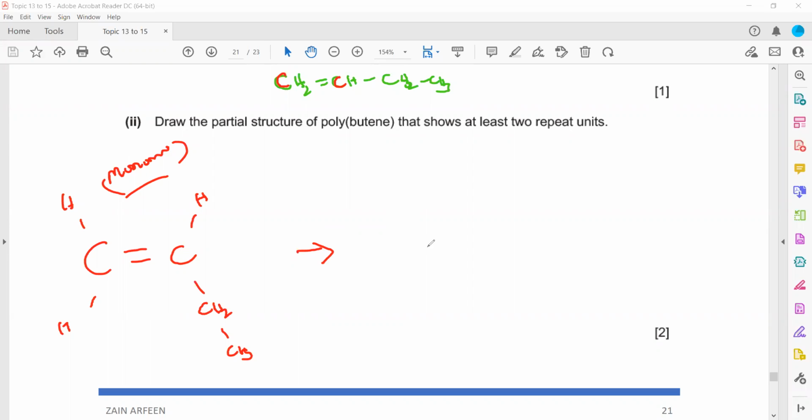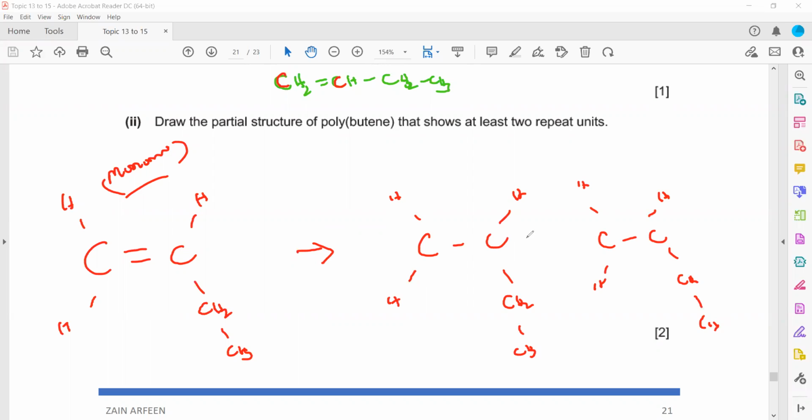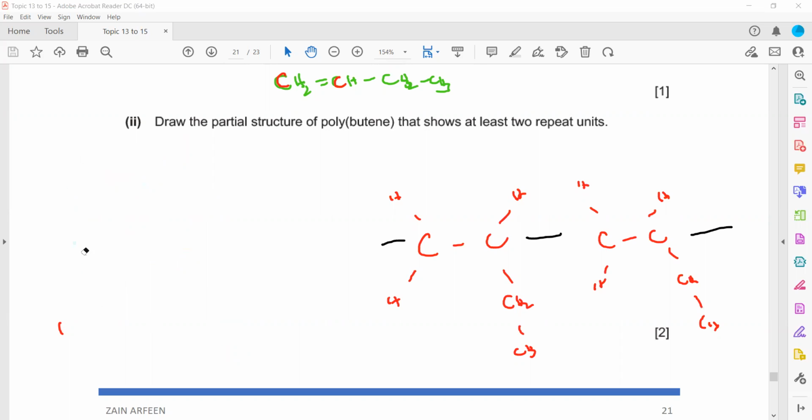So now the answer: draw the same structure as the monomer but without a double bond. So this is one unit. This one is a second unit. And we link them together. So this will be the answer for polybutene. So we don't have to draw a monomer for the answer. We just have to draw the polymer. But the reason is you should understand the structure of a monomer to draw a polymer.